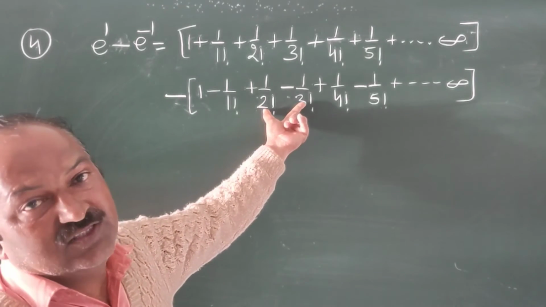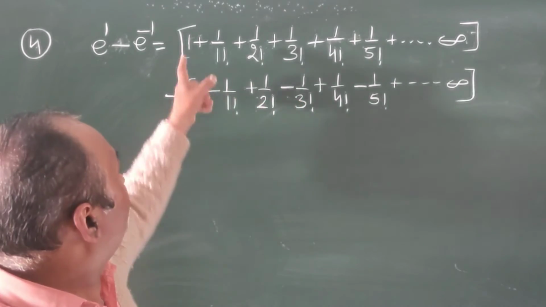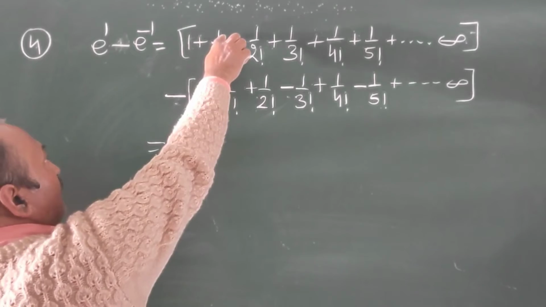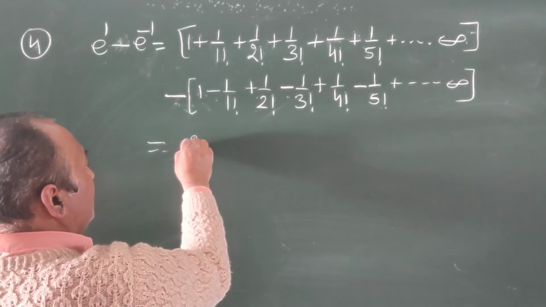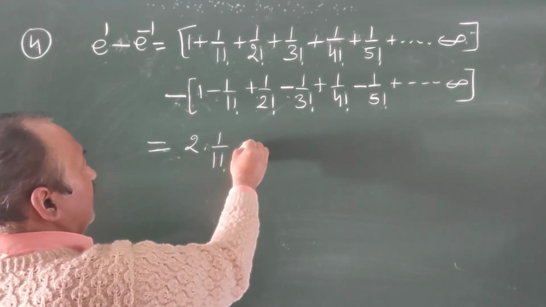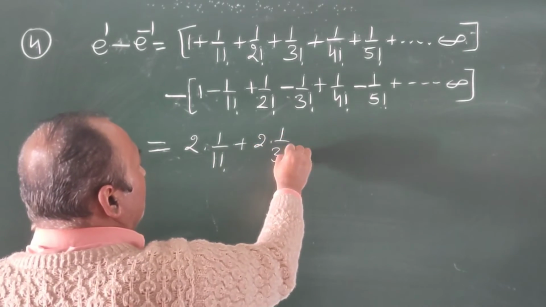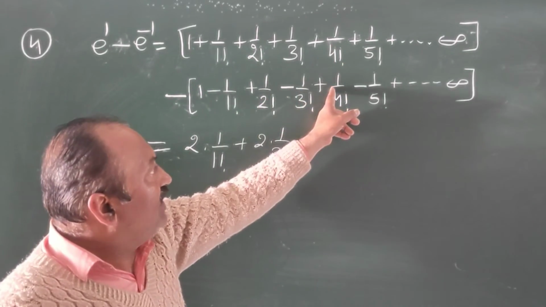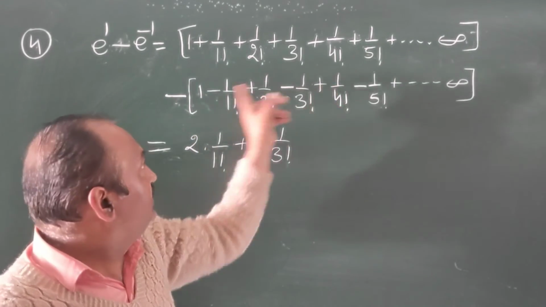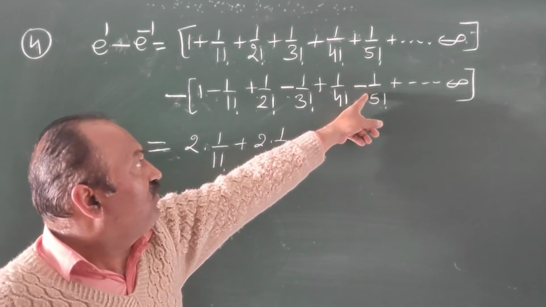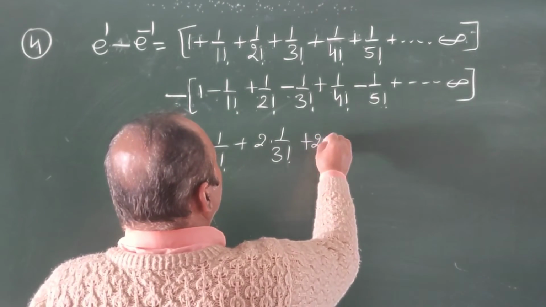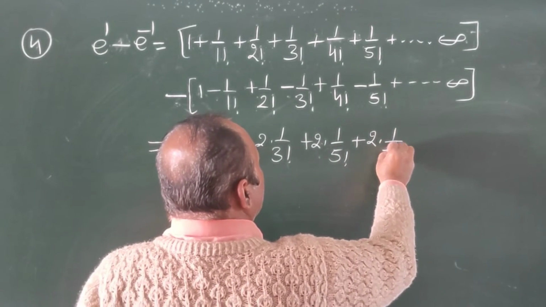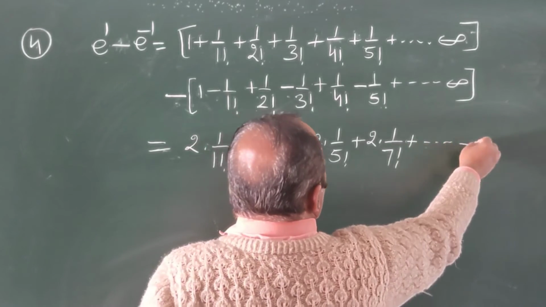And this is the formula of e raised to power minus 1. And subtracting these two formulas, we get 1 minus 1, that is 0, 1 by 1 factorial plus 1 by 1 factorial, we get 2 into 1 upon 1 factorial plus 2 into 1 upon 3 factorial, because 1 upon 2 factorial minus 1 upon 2 factorial is 0, and this will also be 0 because this is negative, it becomes negative with the sign and it becomes positive, hence it becomes double. 2 into 1 upon 5 factorial, and if we write next term also, we will get 2 into 1 upon 7 factorial plus and so on up to infinity.